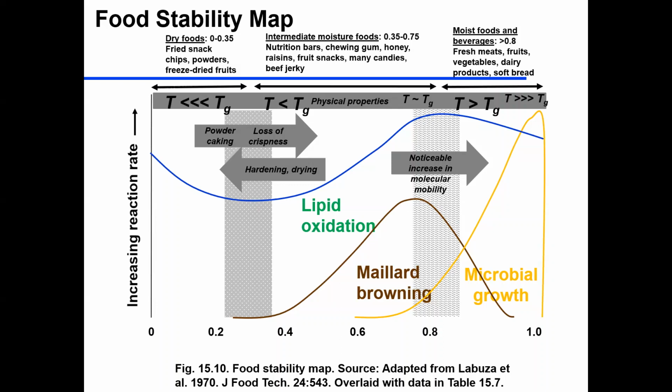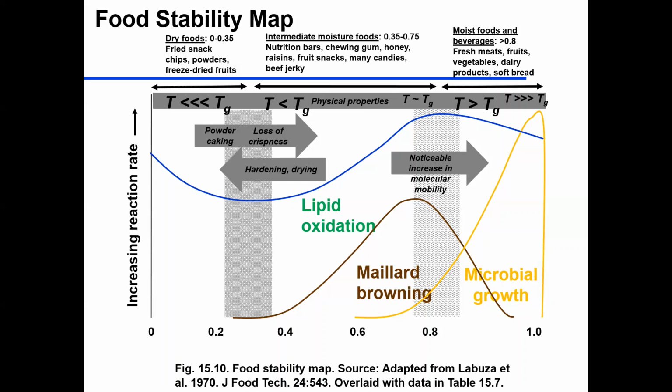It increases mobility, making it easier for the sugar to get to the protein, easier for the reaction to occur. And at some point, that starts declining because it's getting dilute. More and more water, more and more dilute, more difficult for the sugar to find a protein. And of course, our other issue is microbial growth.